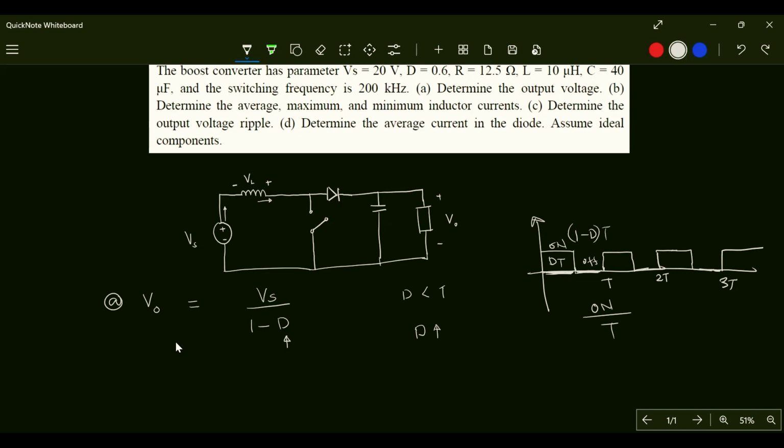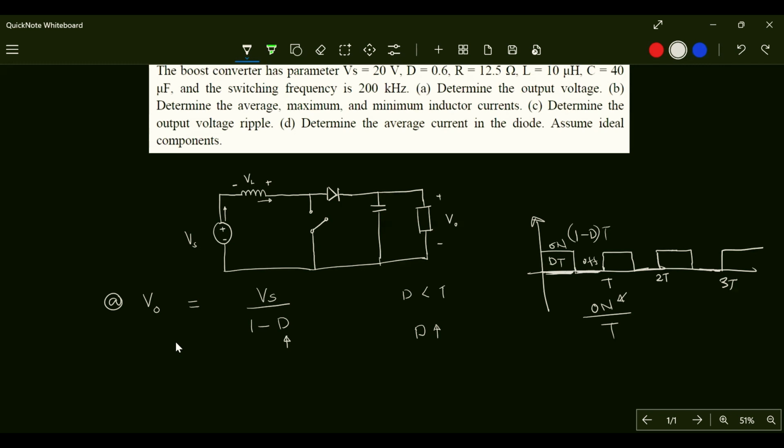Now, what does it mean if you say increasing the duty cycle? It means we are trying to increase the time when the waveform is on, right? That's increasing the duty cycle because look, we're trying to increase the numerator. The period is still the same. We're not changing the period. We're trying just to increase the time when the waveform is on.